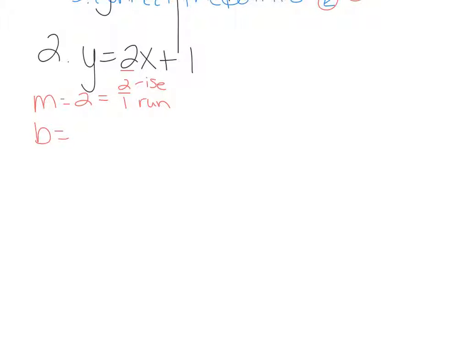My y-intercept is this number added at the end or subtracted at the end. So my y-intercept is at 1, or if I want to write it as a point, it would be 0, 1. Okay, once I have those two pieces of information, I'm going to start by plotting my y-intercept. My y-intercept is 1, so I'm going to plot a point at 0, 1.